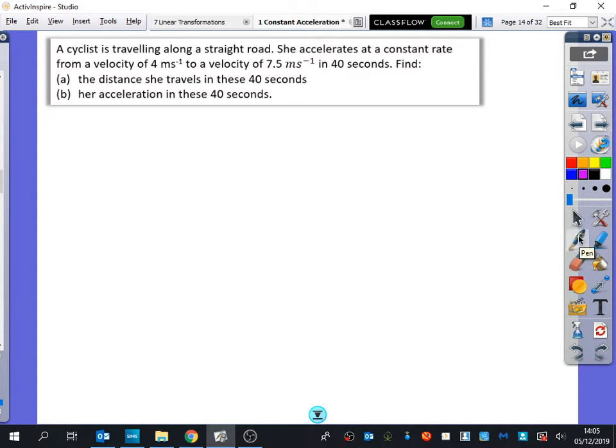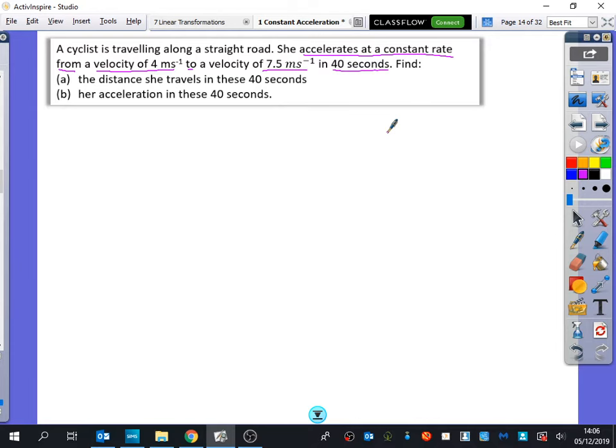The first thing you do in these examples is you extract the information from the question and then you think about how you apply it into a formula. A cyclist is travelling along a straight road. She accelerates at a constant rate. That's interesting. As soon as we know it's a constant rate and constant acceleration, our minds should be going, okay, it's either going to be a speed-time graph or it's going to be SUVAT equations that we've got here. She goes from a velocity of 4 meters per second to a velocity of 7.5 meters per second in 40 seconds.